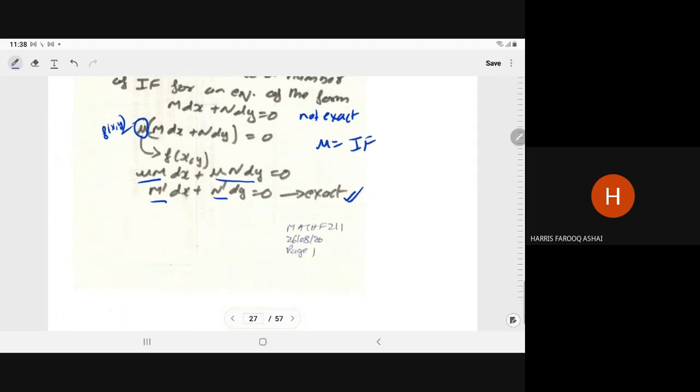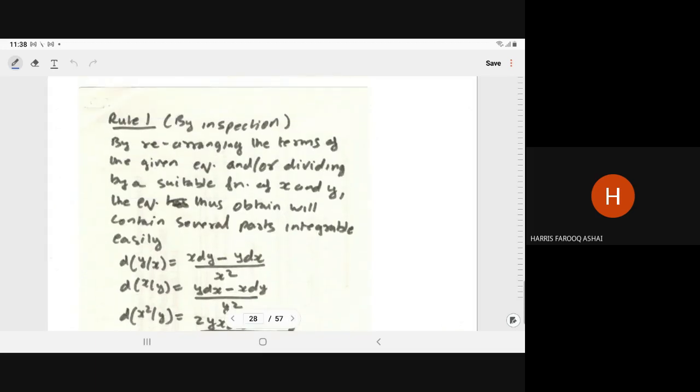So now the question arises: how can we determine the integrating factor? Rule 1 is by inspection. In the last exercise also we have done this. By rearranging the terms of the given equation, and or dividing by a suitable function of x and y, the equation thus obtained will contain several parts that are easily integrable.